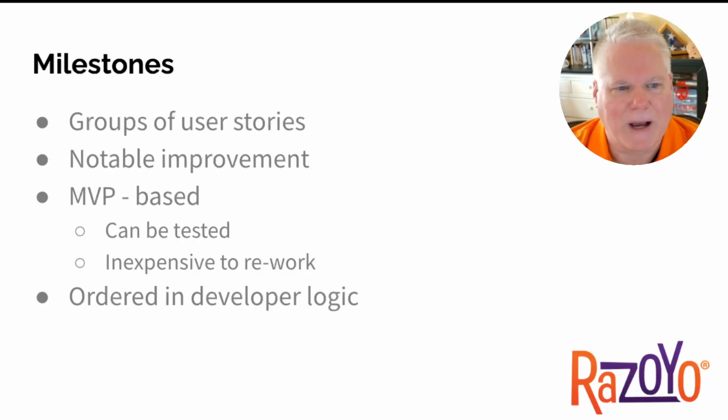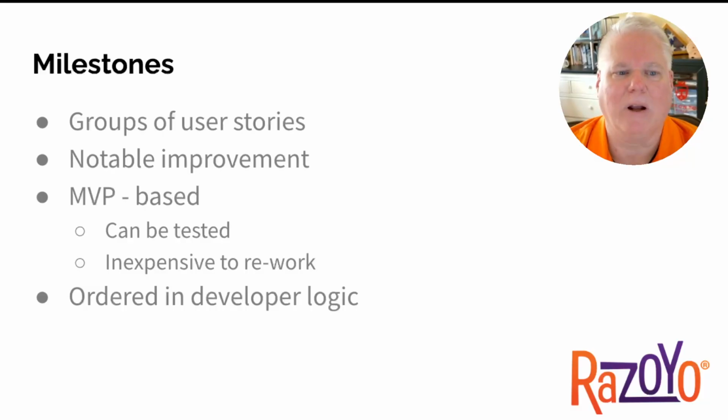So what is a milestone? Well, this is the last thing that I'm going to cover. And the milestone is going to be a group of user stories that makes a notable improvement, one that you can notice and touch. And it's got an MVP attached to it, a minimum viable product. So we're not going to build out everything in our milestone. Our milestone is going to be what's the minimum that we can test, and what is going to be inexpensive to rework. So if I build out all the bells and whistles and I have to update 9 or 10 different features, then I've gone too far, and that's going to be expensive to rework.